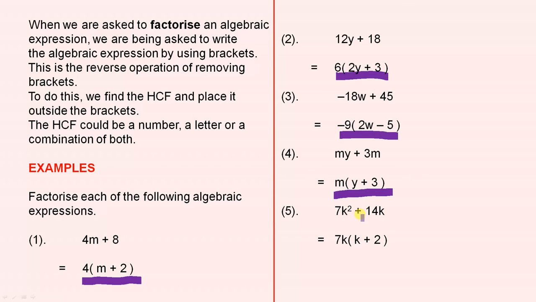And finally, 7k squared plus 14k. We can see that the HCF is 7k, so it is a combination of a number and a pronumeral letter, and that's possible. 7k times k is 7k squared. 7k times 2 is 14k. So there's the factorisation there.